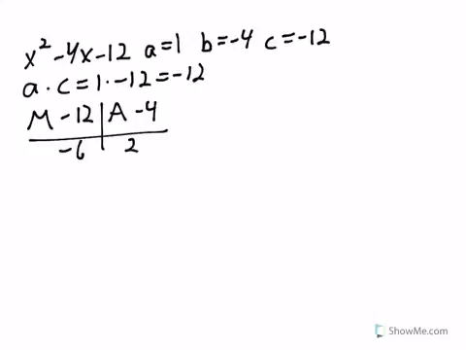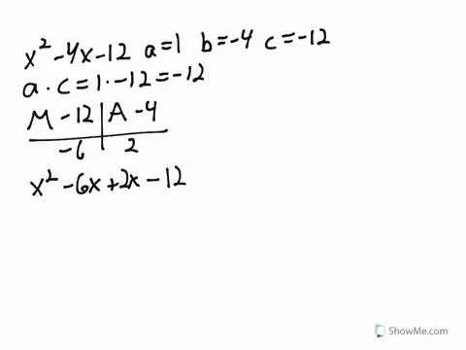So step 4 is to rewrite the original trinomial using the two numbers we just found to replace b. So we have x squared minus 6x plus 2x. Now at this point, it does not matter which order you put those two numbers in. The positive 2 could have come first, but they both need to have an x next to them.